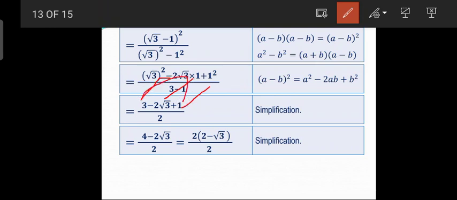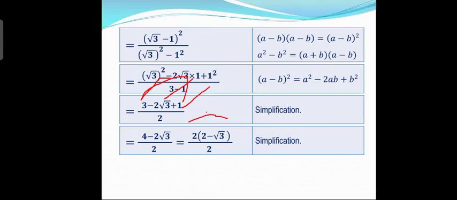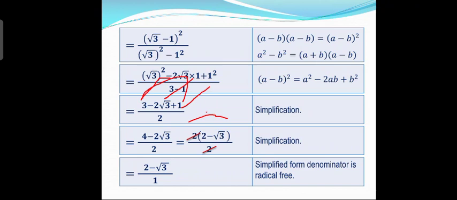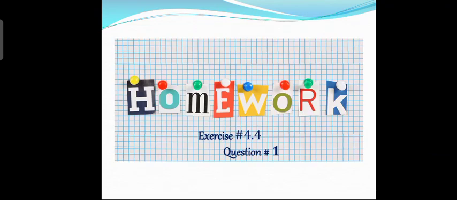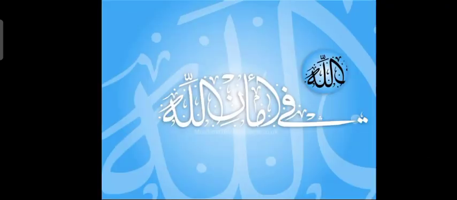4 minus 2 times square root of 3 over 2. After taking 2 common from the numerator, it is 2 times 2 minus square root of 3 over 2. Now cancel the same factors. And the result is 2 minus square root of 3 over 1. That is the simplified form and it is free from the radical sign in the denominator. Now I hope, students, you can solve exercise 4.4 question number 1. Fi Aman Allah.